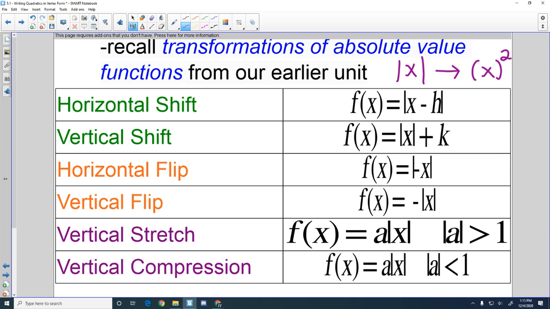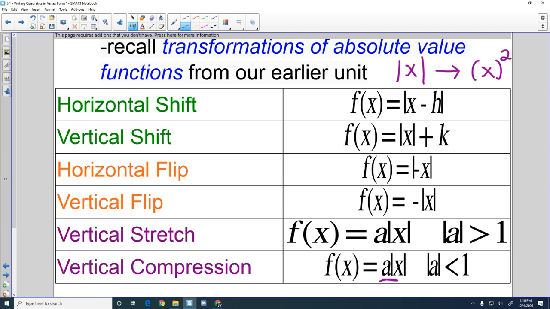Even the vertical stretches and compressions at the bottom: if that number in front of the absolute value of x was bigger than 1, like 2 or 3, it'd be a vertical stretch. It'd be like 3 times as tall. Or if that a is less than 1, like 0.5 or 2/3, then that would be a vertical compression. It's squished to 2/3, or half as tall if it's 0.5.